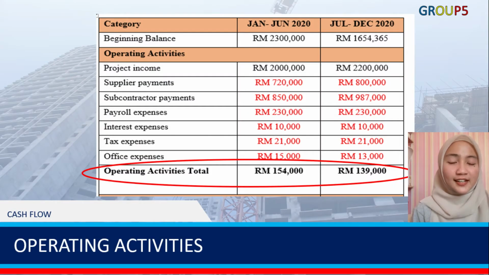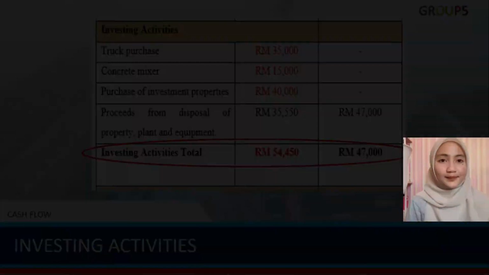As you can see here, this is operating activities. For operating activities, it begins from January 2020 until December 2020. The beginning balance for January until June 2020 is 2.3 million. Then the operating activities total is 154,000. For July until December, the beginning balance starts around 1.6 million. Then the total of operating activities is 139,000.